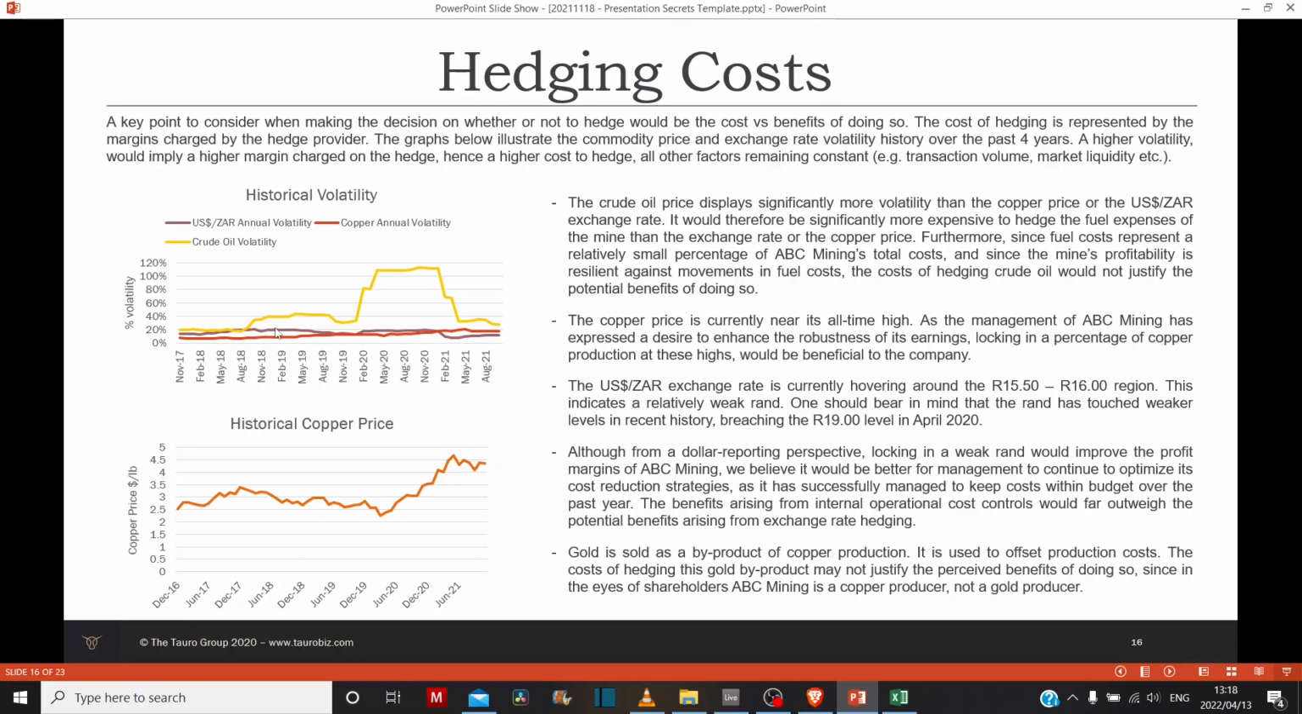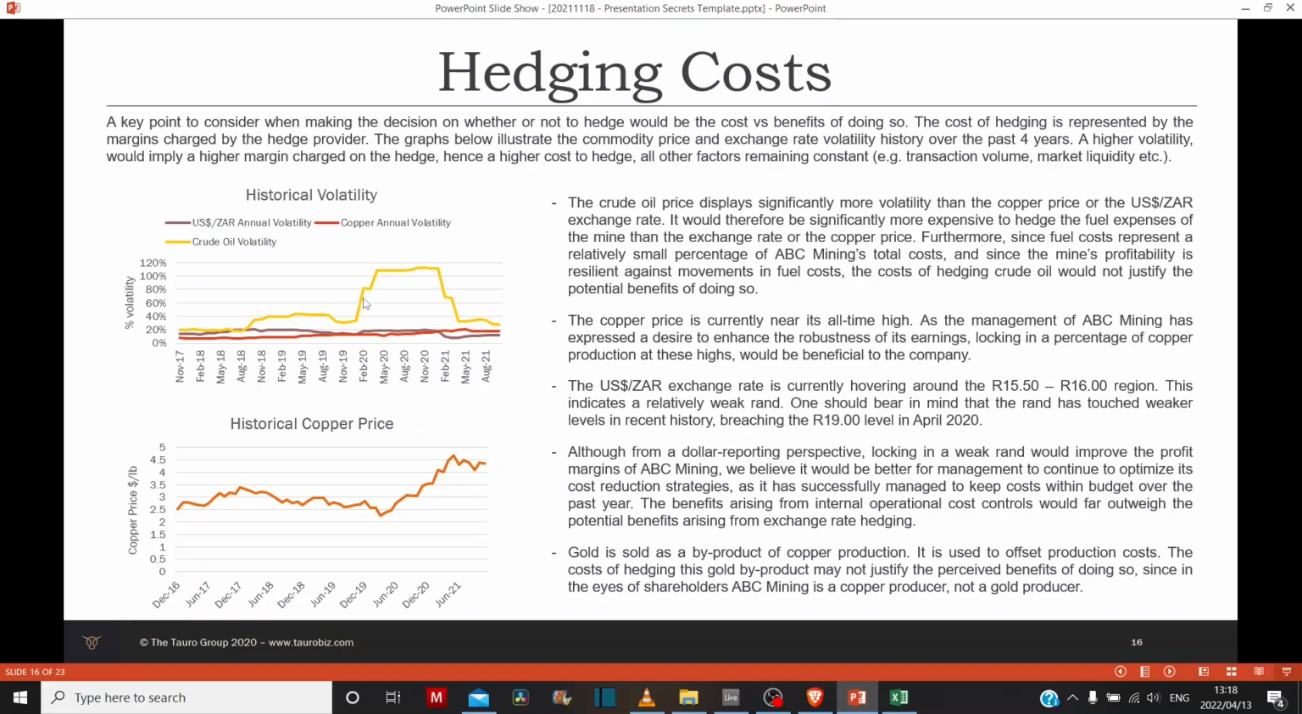So we look at the different volatility profiles historically for the three hedgeable factors in the company's profitability, which were the exchange rate, the copper price, and the price of crude oil. And we see that crude oil is highly volatile historically. So this would translate into a very expensive hedge structure if you were to focus on crude oil.